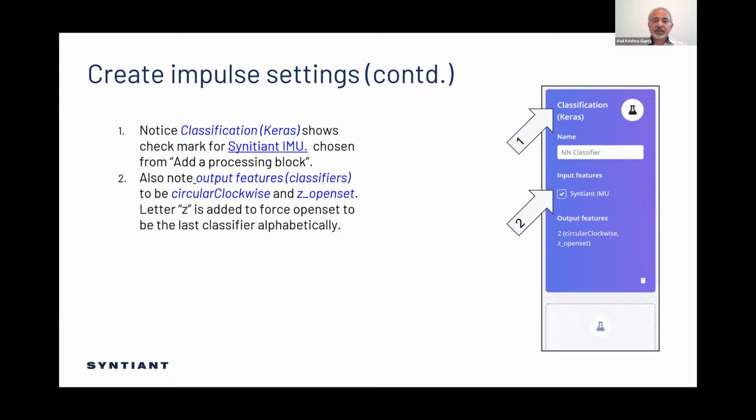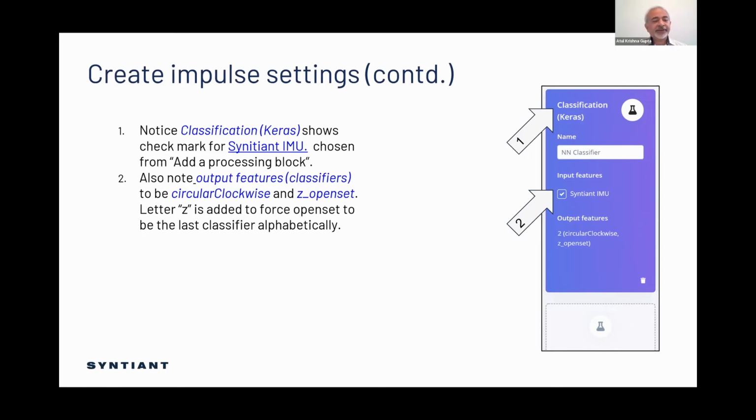Now, the next step is to add a processing block. And in this case, you would add a classification Keras. And you would notice that the Syntiant IMU is already checked. So as we are proceeding, we have to make sure that the right blocks are chosen. As I talked about earlier, we have only two classifiers in this application. One is a circular motion and the other one is open set.